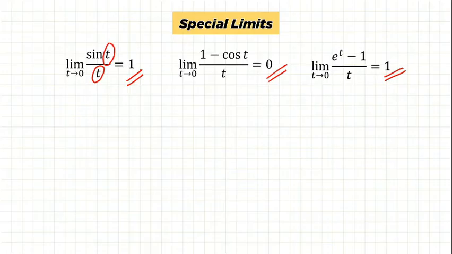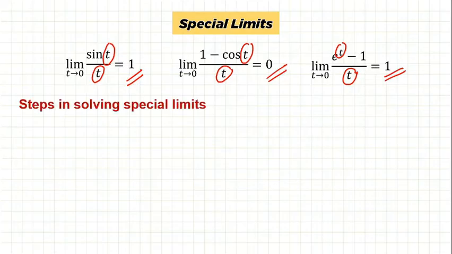Okay? Next, for cosine, kung ano naman yung angle dito sa cosine, dapat yun rin yung nasa denominator. If that's the case, the answer is always 0. And for e to the t minus 1 over t, kung ano yung exponent dito, dapat yun rin yung nasa denominator. Okay? And the answer will always be equal to 1. So these are the steps in solving problems or limits involving special limits.